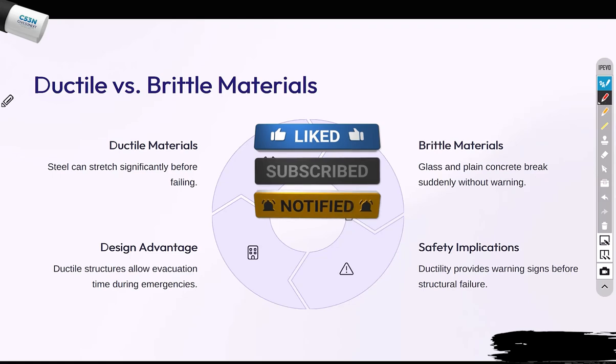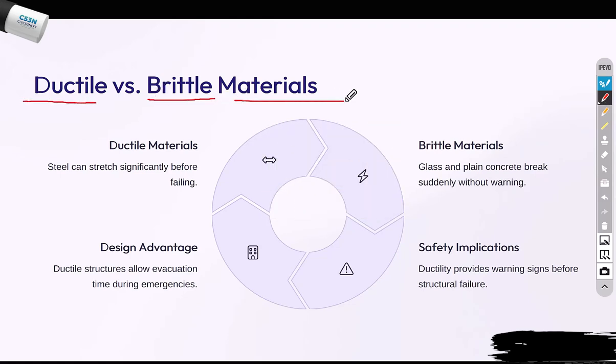Now let's talk about ductile and brittle materials. So what does it mean by ductile materials? Ductile materials can be deformed without breaking. This means that they can be stretched or bent without fracturing. In short, steel can stretch significantly before failing.